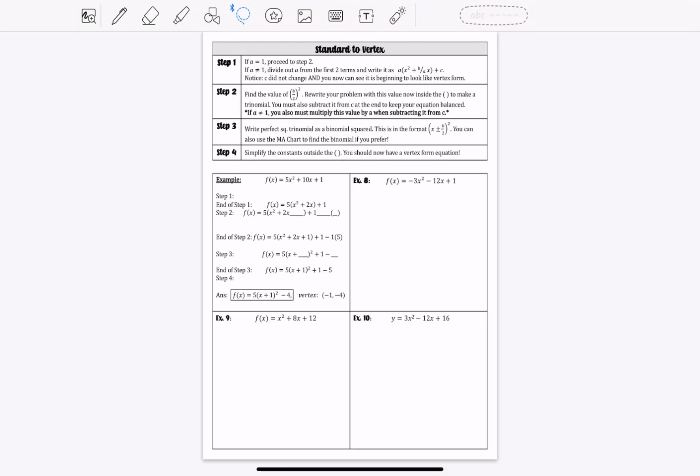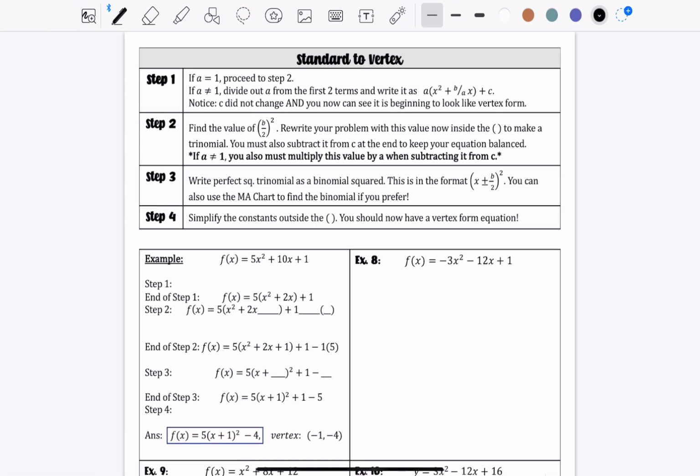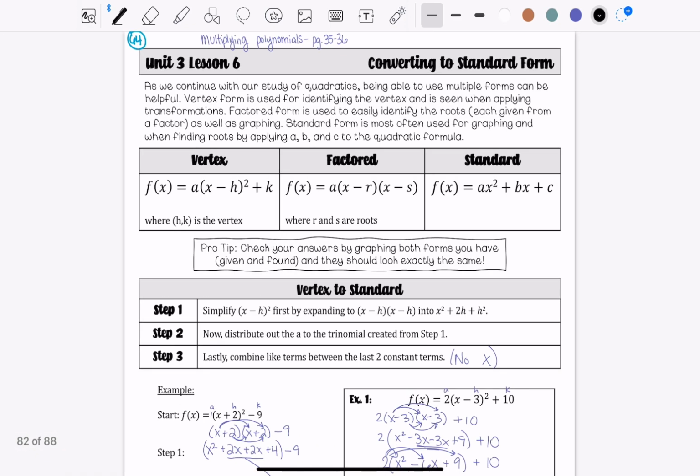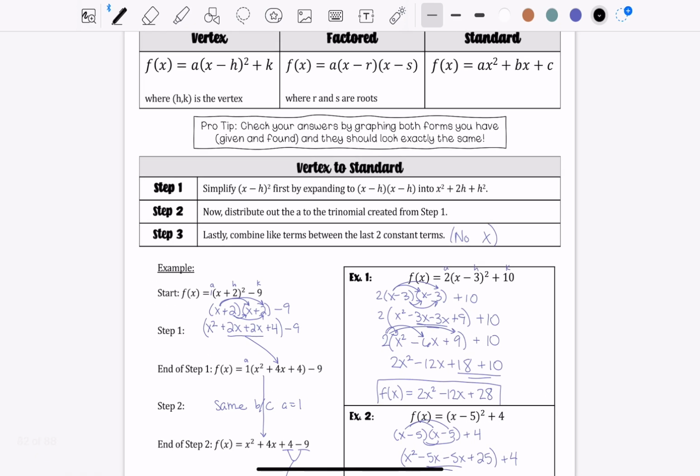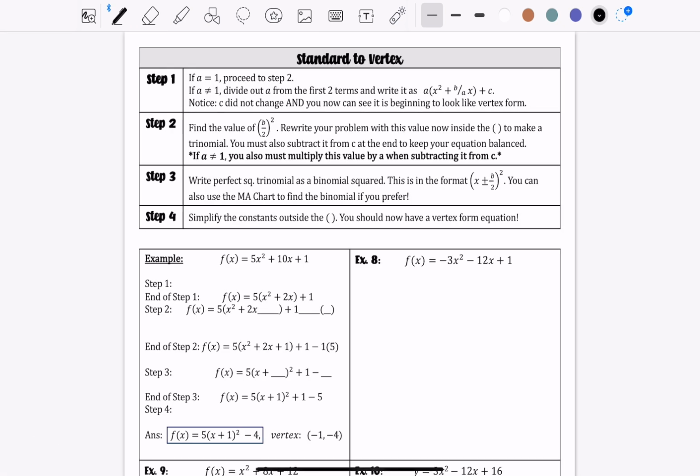This is a video going over the last section of converting quadratic forms. We haven't talked about this in class, but this is an optional extension lesson, as you will. It says standard to vertex form. Before, we've previously covered on the last 2 pages how to go from vertex to standard, that's right here, and then how to go from factored to standard. This is just the other direction.